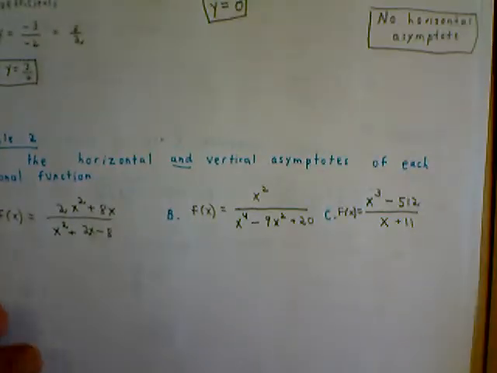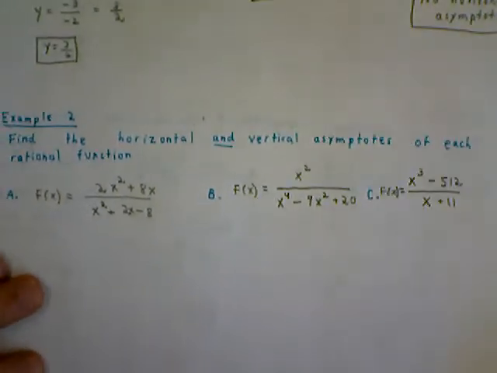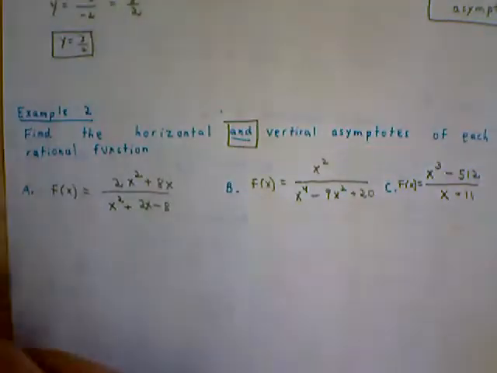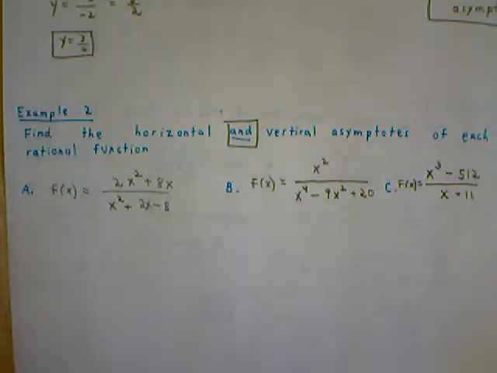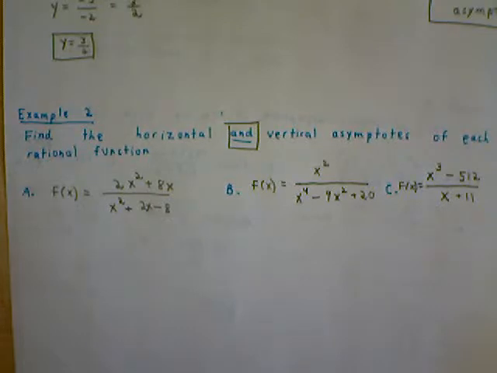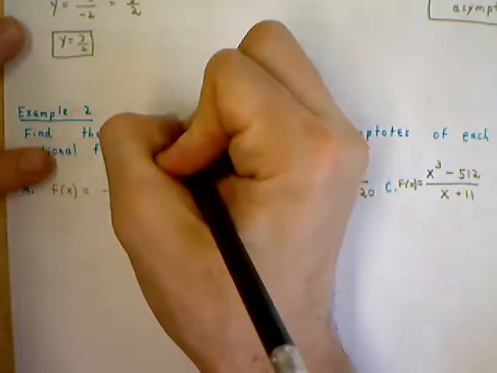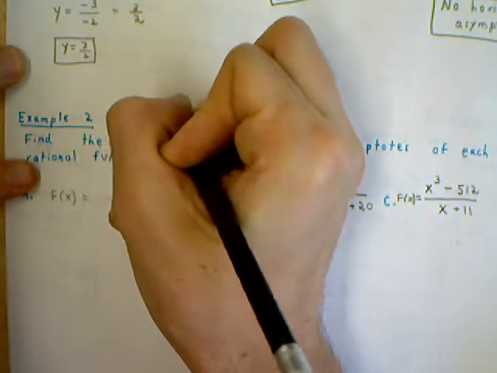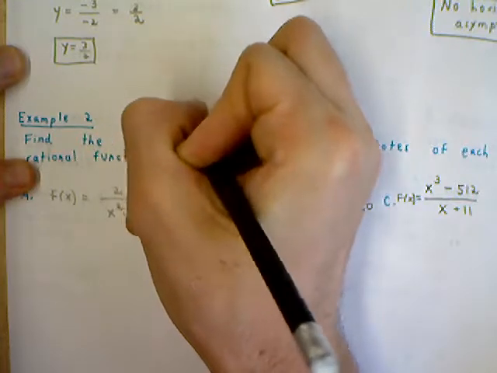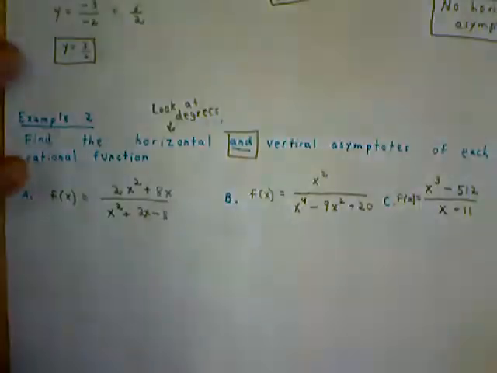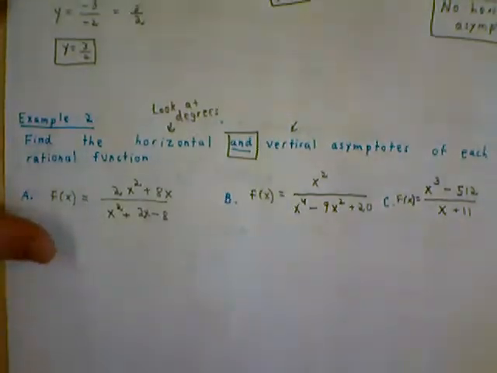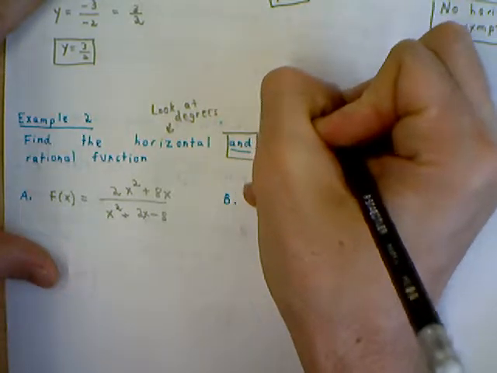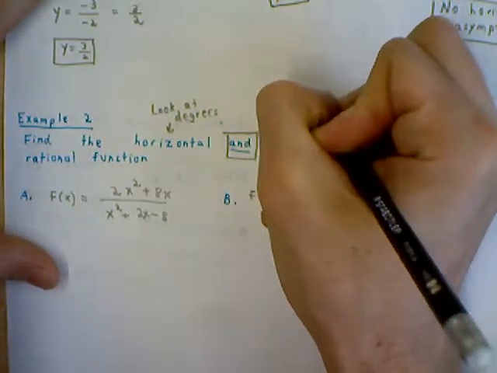Let's move down here to example 2. Find the horizontal and vertical asymptotes of each function. For horizontal asymptotes, that's what we just did in number 1 and in the U-try. So this is going to be the same as the first example. We're going to look at the degrees. Now, for vertical asymptotes, this is what you did back in section 1.5. For vertical asymptotes, we look at the denominator.